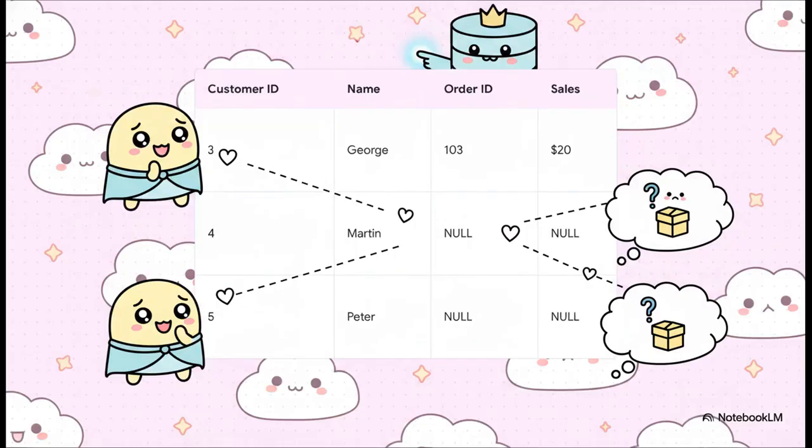What's really fascinating here is how SQL handles Martin and Peter in a left join. Because the customer table is prioritized on the left, SQL immediately outputs them. But when it searches the orders table on the right and finds a whole lot of nothing, it doesn't delete them like an inner join would. Instead, it visually cements that gap with the word null. It's basically SQL's way of shrugging and saying, hey, I kept the customer, but the order data is totally unknown.